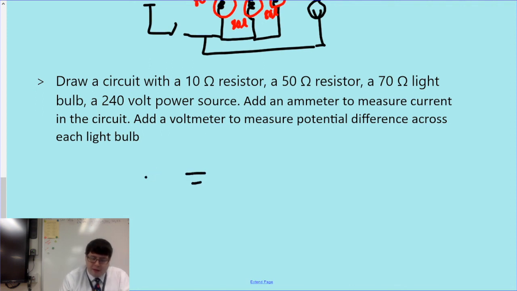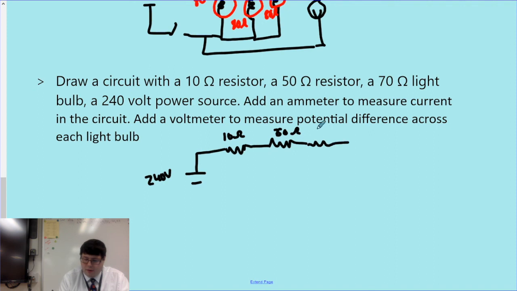Okay, so to draw this out, we've now got a 240 volt power source. Put in our 10 ohm resistor. I'm going to do series here because I find series easier. So I've got 10, 50 ohms, 70 ohms, and then no switch actually. Oh, but this should be a light bulb.